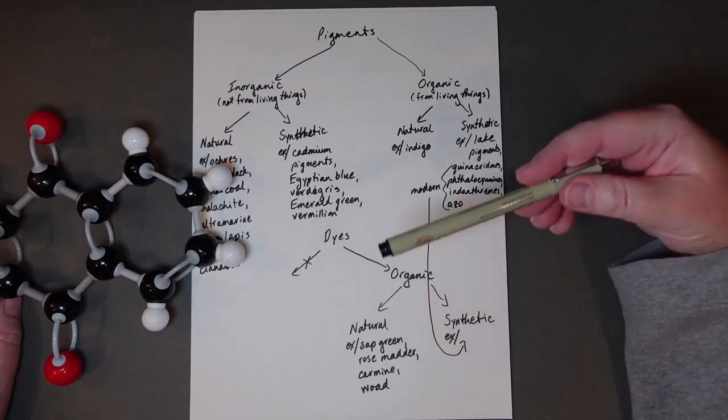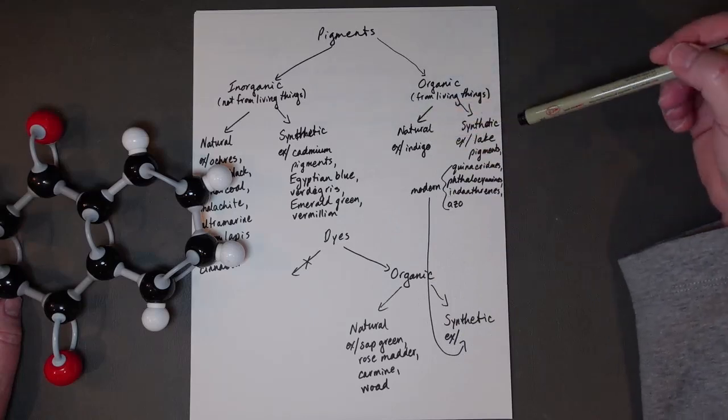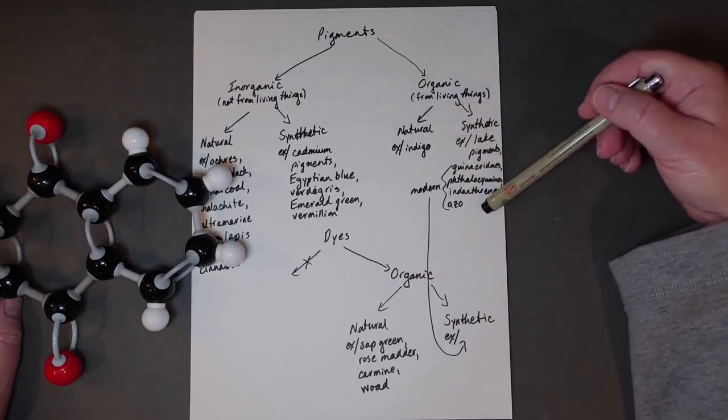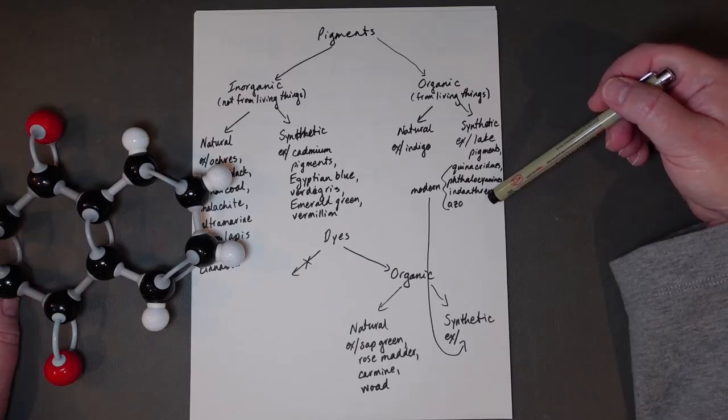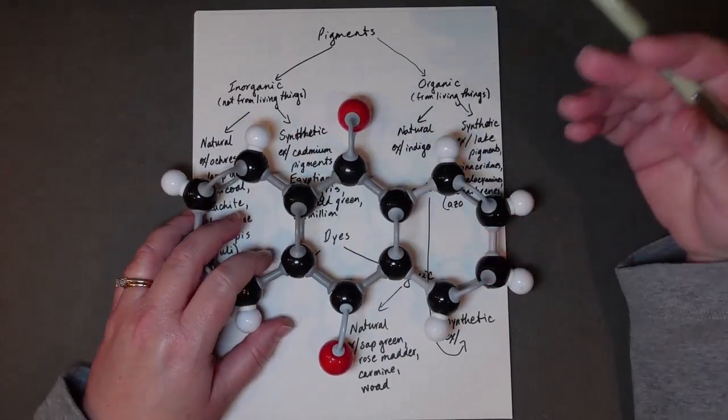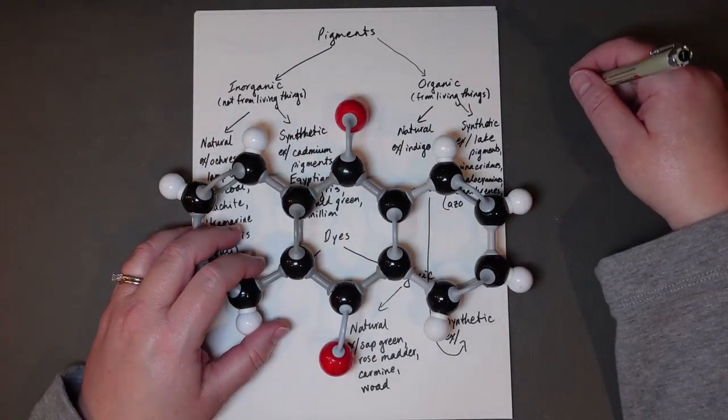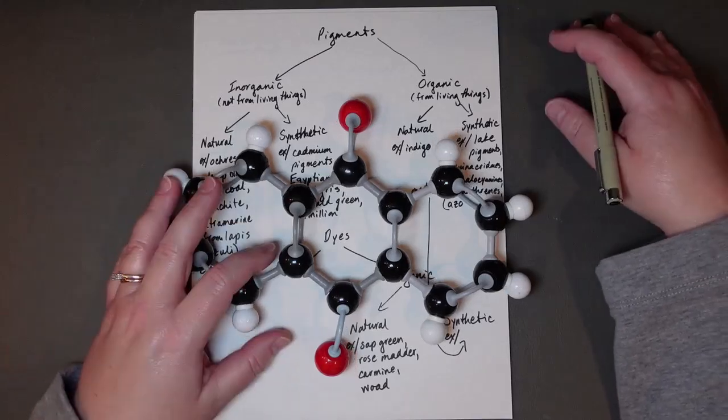So it wasn't until modern chemistry came about and we started to be able to create these modern synthetic pigments that we could get this amazing color range that we have today. So that's basically what I wanted you guys to get out of this.